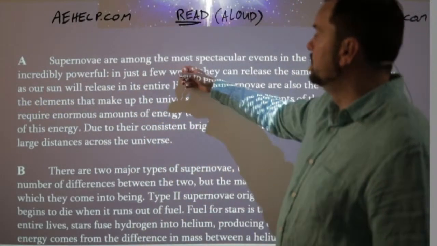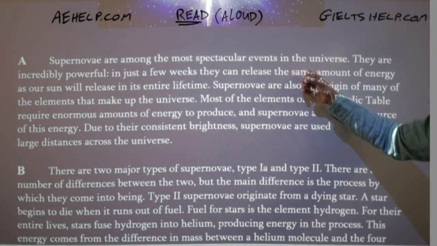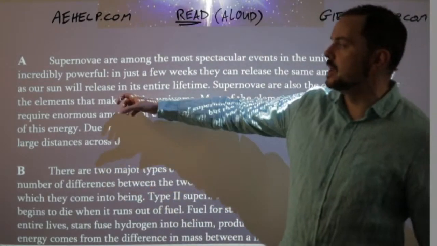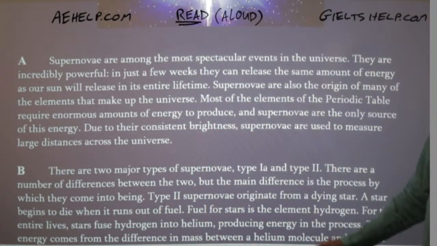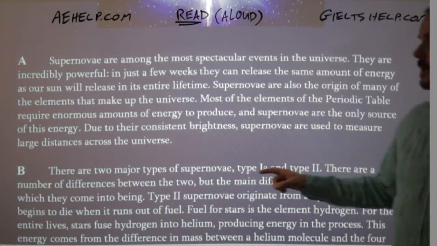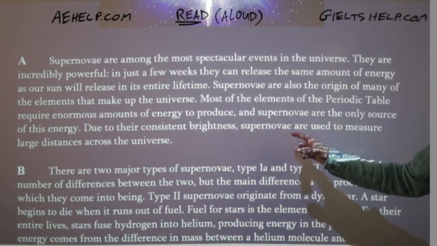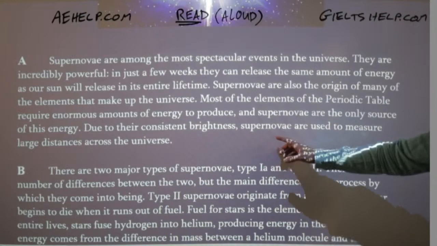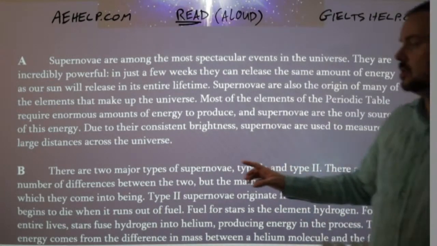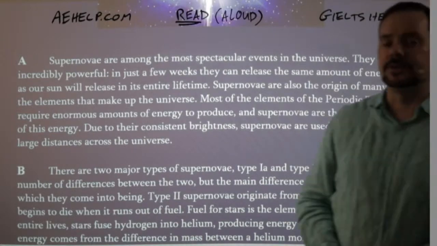Supernovae are among the most spectacular events in the universe. They are incredibly powerful. In just a few weeks, they can release the same amount of energy as our sun will release in its entire lifetime. Supernovae are also the origin of many of the elements that make up the universe. Most of the elements of the periodic table require enormous amounts of energy to produce, and supernovae are the only source of this energy. Due to their consistent brightness, supernovae are used to measure large distances across the universe.